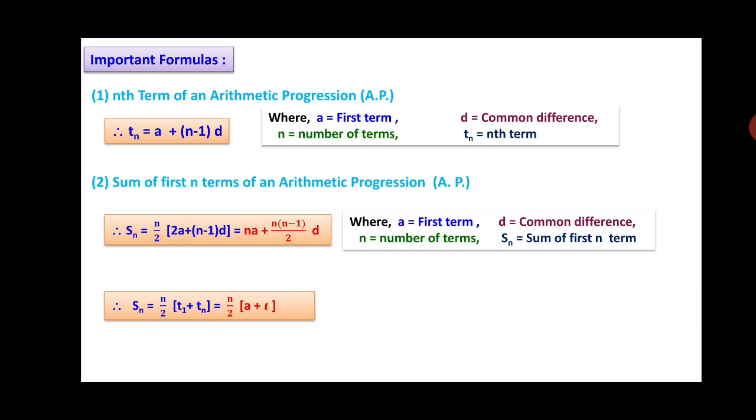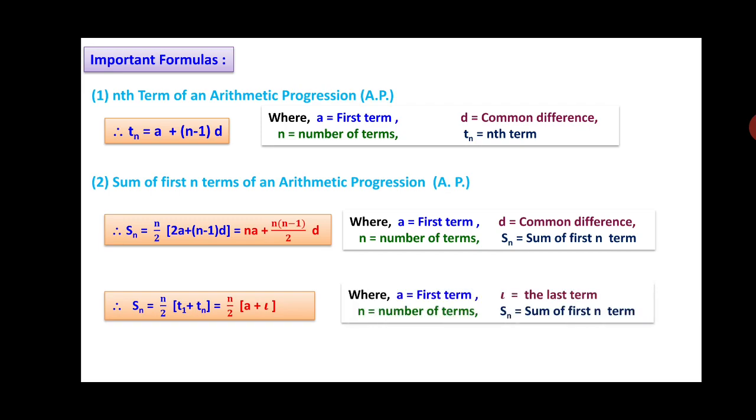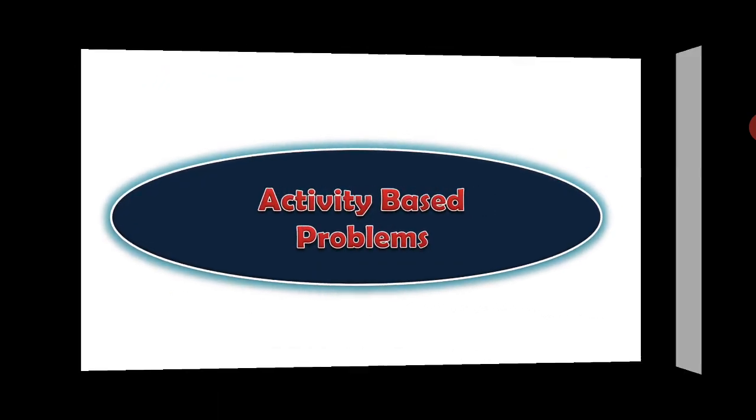Also, this Sn can be given as Sn is equal to n by 2 into (t1 plus tn), or n by 2 into (a plus l), where a is the first term, l is the last term, n is the number of terms, and Sn is the sum of the first n terms. So these formulas are very important for the different problems on this topic. Friends, let us start with the activity based problems.